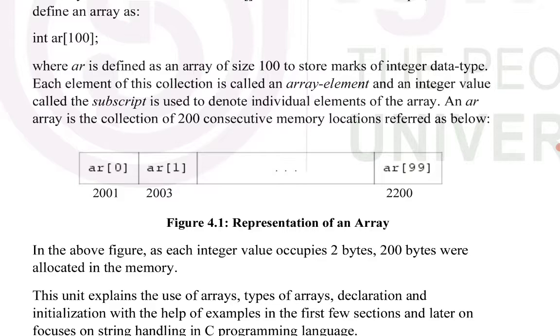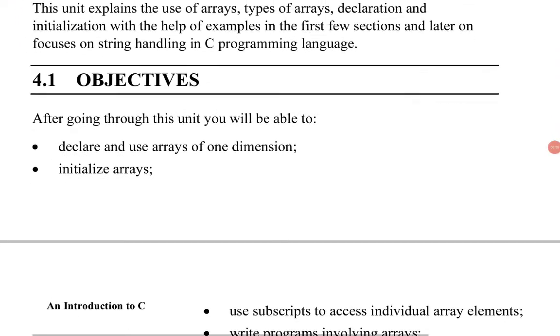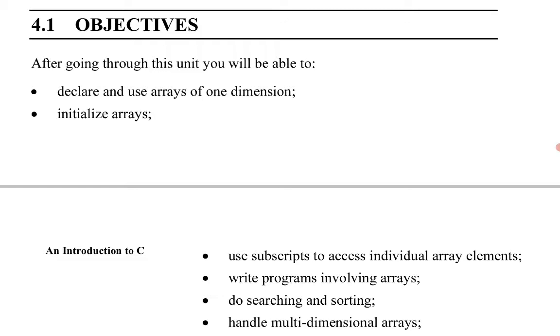This unit explains how to create arrays, types of arrays, declaration of arrays, and initialization of arrays, with some examples and syntax. All these key terms relate to the representation and use of arrays in C language. In this block of the book, we will discuss all these things one by one.